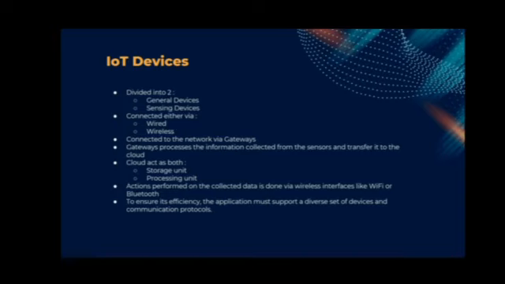These gateways process the information collected from the sensors and transfer it to the cloud. Cloud acts as both storage unit and processing unit. Actions performed on the collected data are done via wireless interfaces like Wi-Fi or Bluetooth. To ensure its efficiency, the application must support a diverse set of devices and communication protocols.